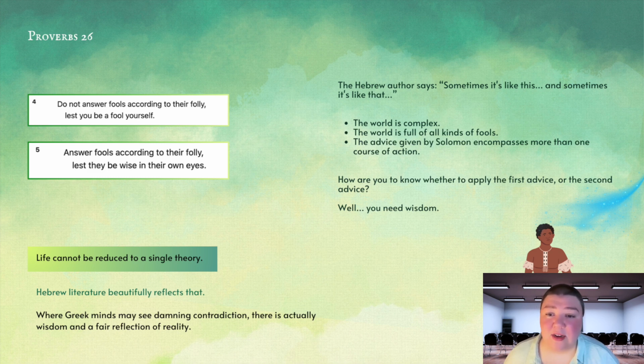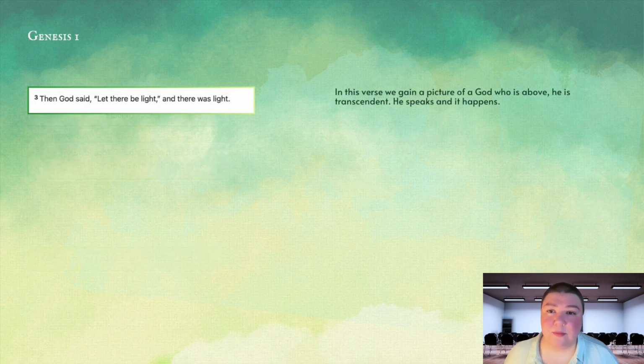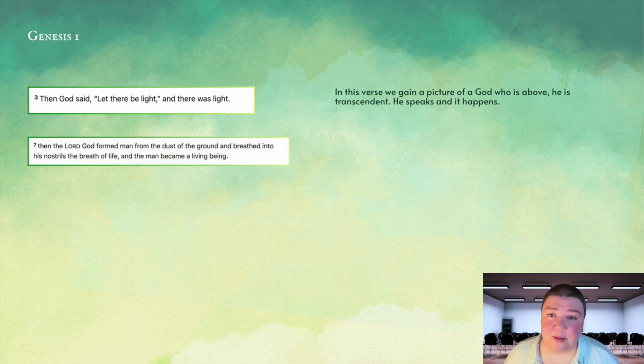Another example, Genesis 1:1-3. Then God said, let there be light, and there was light. In this verse, we gain a picture of a God who is above. He is transcendent. He speaks and it happens. The next story in Genesis 2, then the Lord God formed man from the dust of the ground and breathed into his nostrils the breath of life, and the man became a living being.